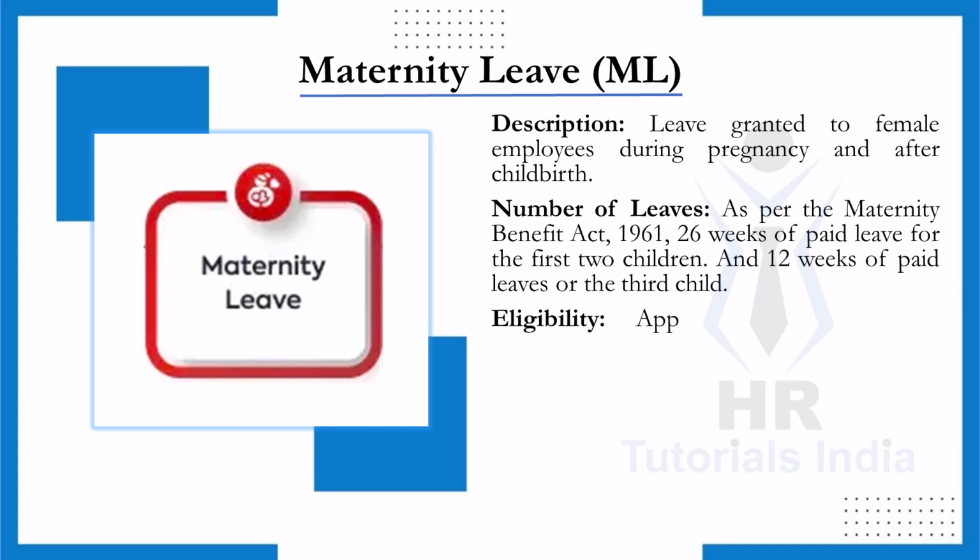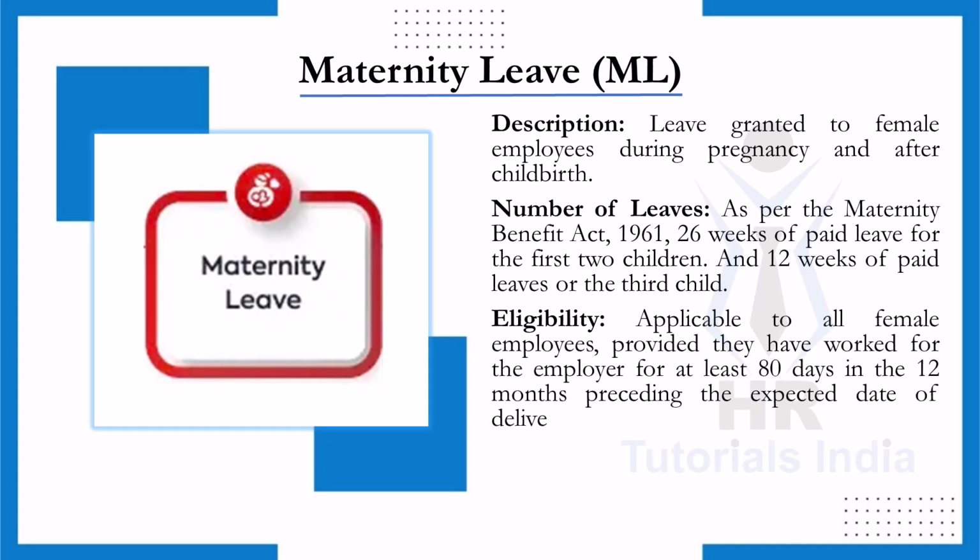For the third child, the leave duration is 12 weeks. Then comes the limitation: to avail this benefit, the employee must have worked at least 80 days in the 12 months preceding the expected delivery date to be eligible. The leave is fully paid, but any additional leave beyond the prescribed limit may be considered unpaid unless the employer grants extra paid leave. In Telangana, 26 weeks of leave is issued during pregnancy, pre-pregnancy and post-pregnancy.